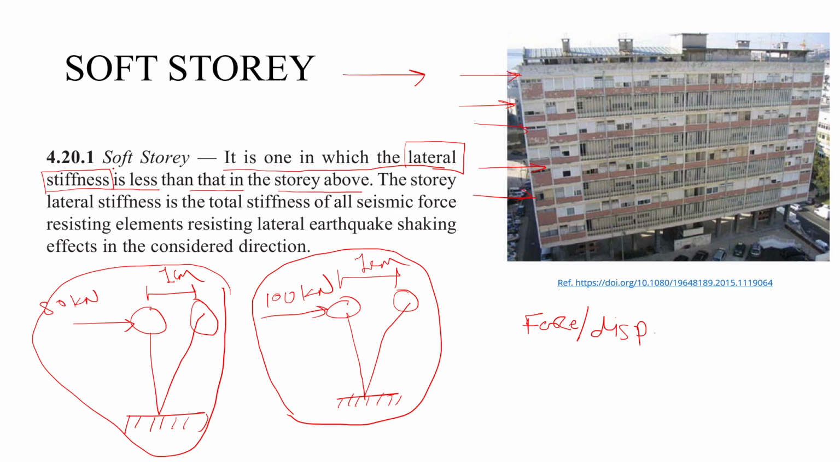So what is a soft story? It is one in which the lateral stiffness is less, meaning our structure is flexible. Here you can see this story is flexible as compared to the other stories. That floor or story is flexible, and that is nothing but your soft story.